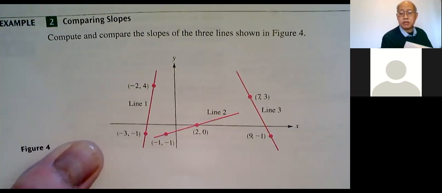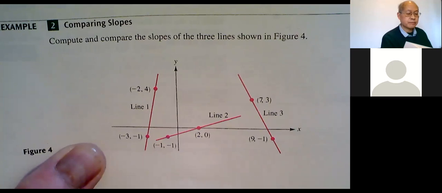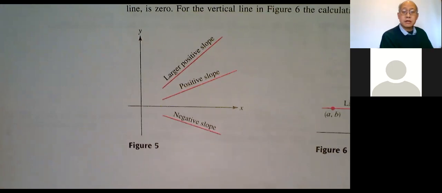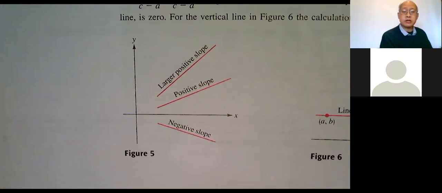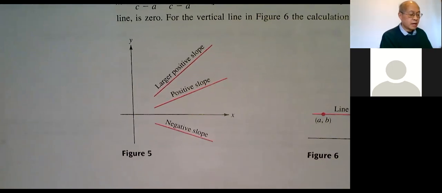Line 3 has a negative slope. It's going down. Okay, so that was on page 44. Page 45. Figure 5. Okay, so you can see a larger positive slope, and a negative slope.